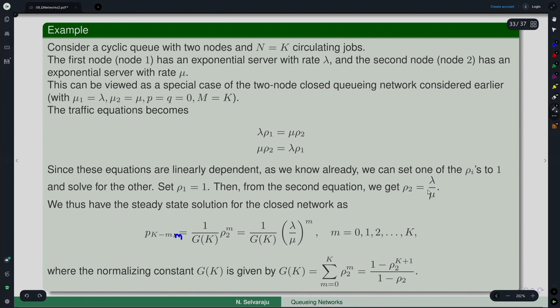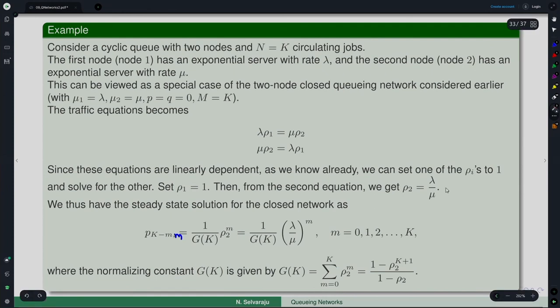So for this rho 1, rho 2 in the general solution, this is what you will get: 1 by g of k times rho 2 to the power m, much like the earlier example that we have considered. This is the solution, where g of k is essentially this quantity, which is the sum over all of this, and it turns out to be this. Now, if you substitute g of k here, then I will get a complete expression.